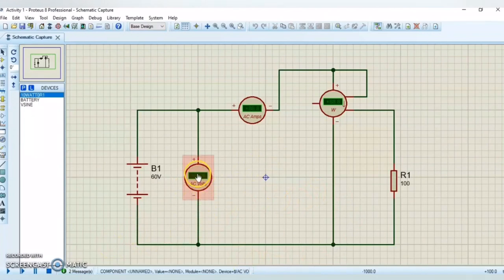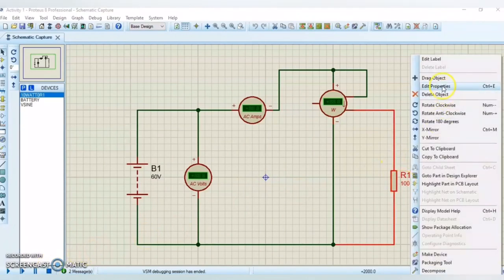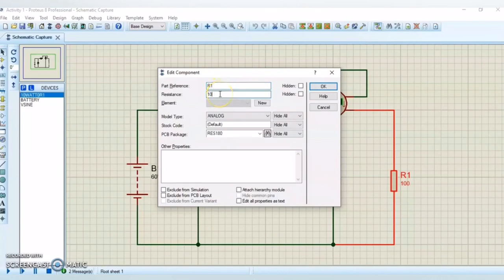First we need the AC voltmeter, AC ammeter, and voltmeter, and then R1 is 100. So we need to run and get the result of AC voltage, which is 59.9, and then AC ammeter 0.60, and then voltmeter is 35.9. So we stop, and then we change R1 to 200.